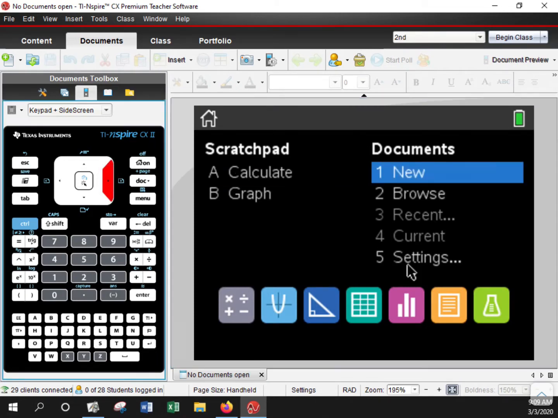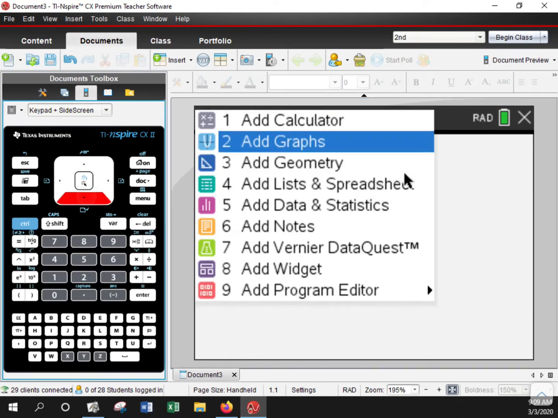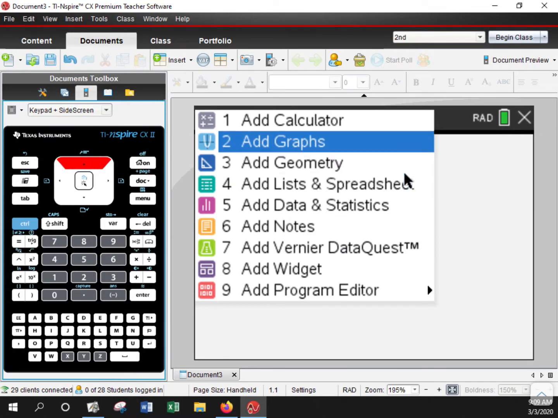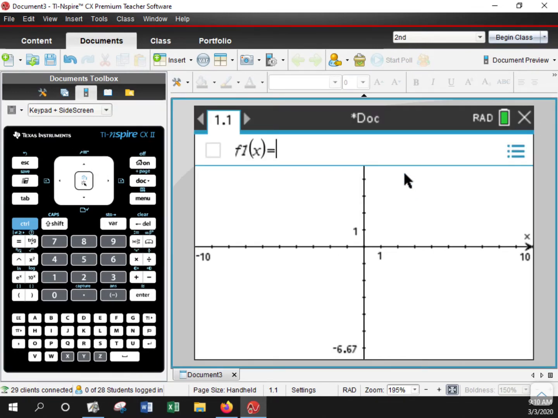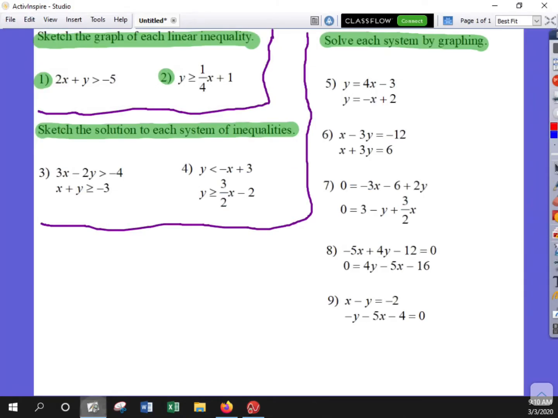Instead, I prefer to create a new document to do that. So I can create a new document by clicking on that. Then I can add my graph. Okay, so now the first thing we should notice up here is that we've got this set up in function notation, which is great if we're graphing functions, or something like this, even though it's y, it would still work.